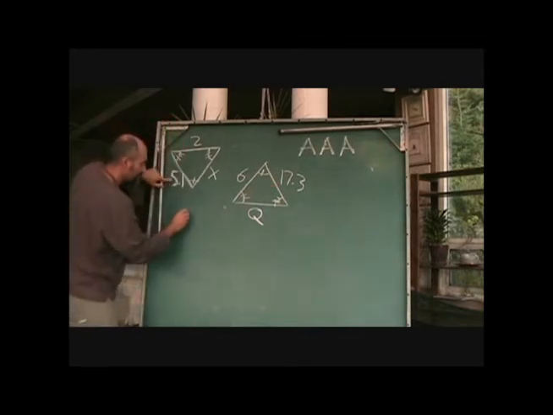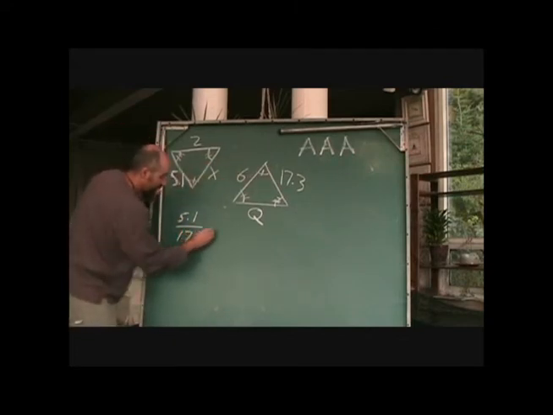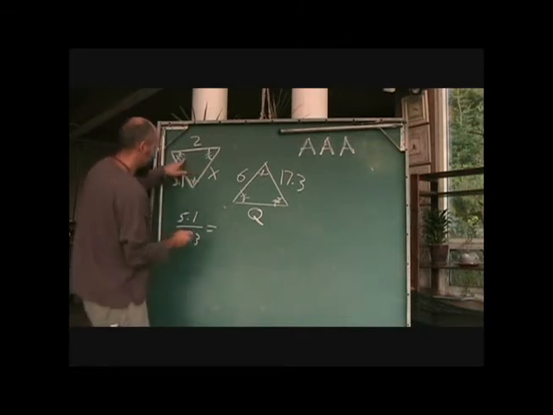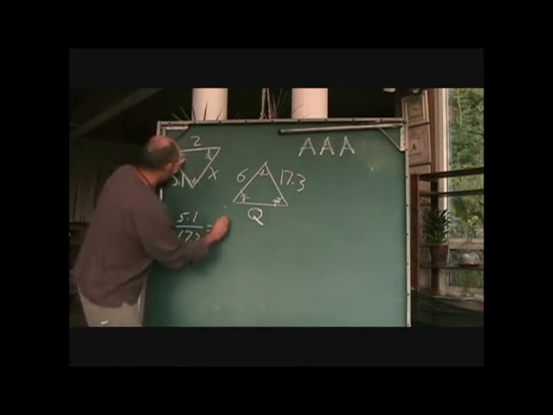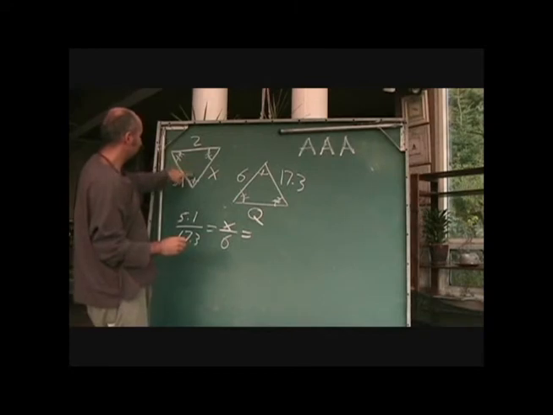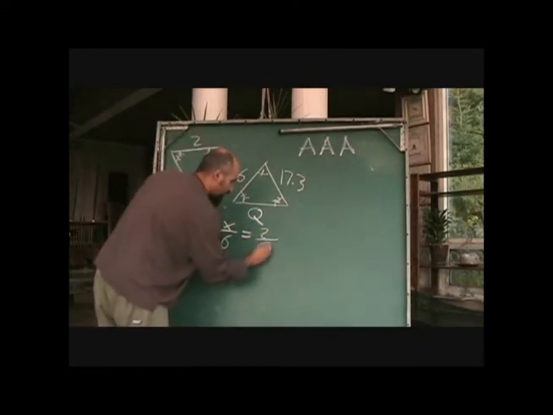So what you're going to do is say 5.1 over 17.3 must be equal to, here's the triple side, x over 6, must be equal to, here's a single side, 2 over q.